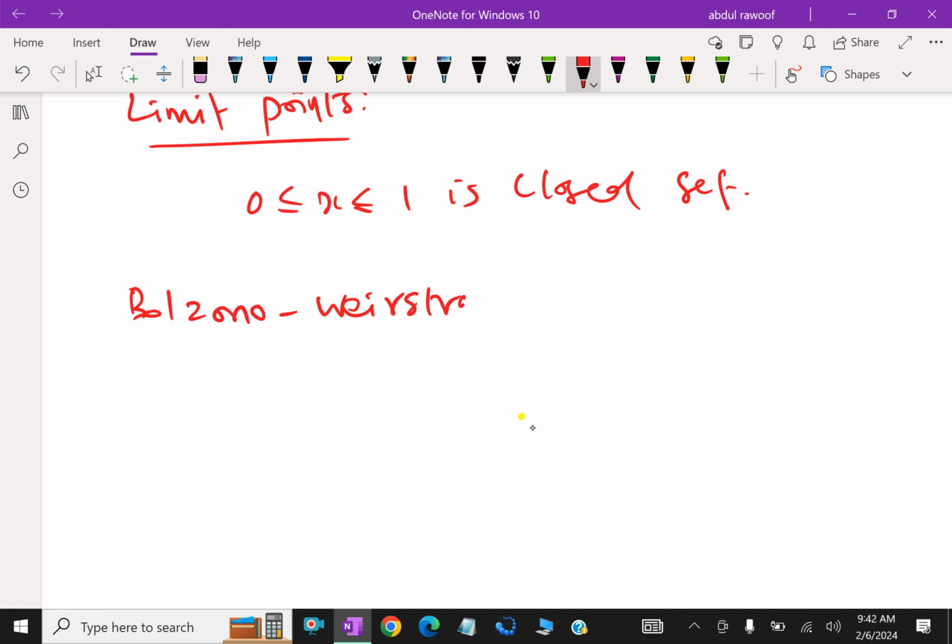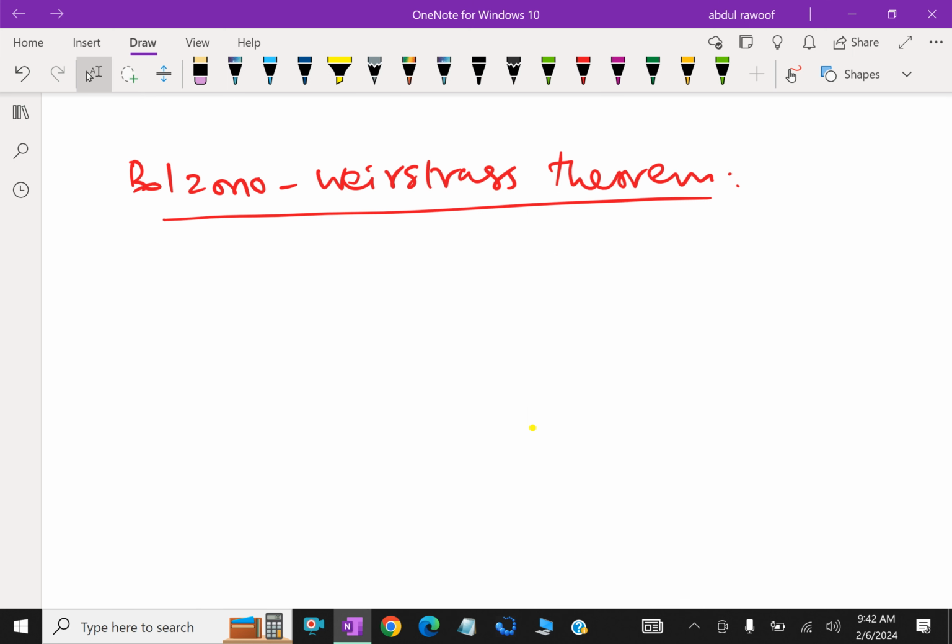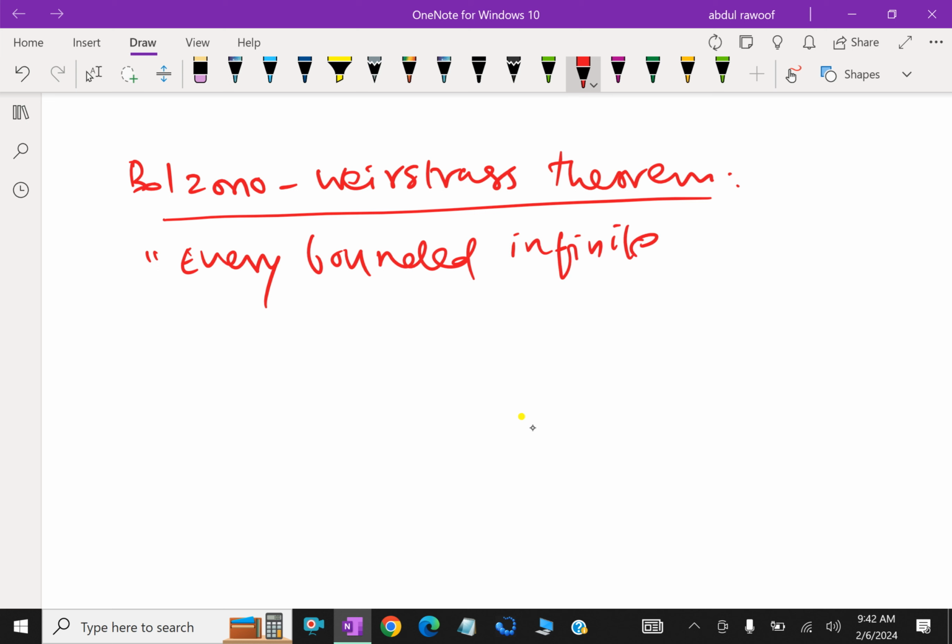Bolzano-Weierstrass. What is it? It states that every bounded infinite set has at least one limit point.